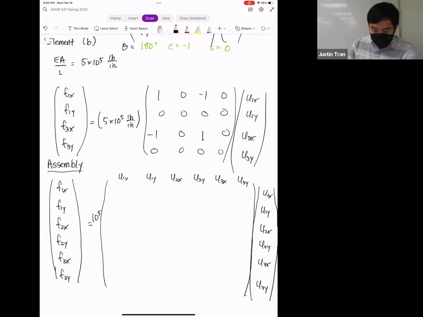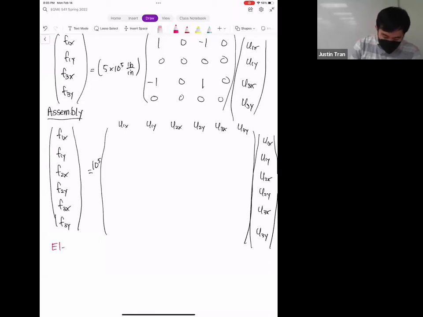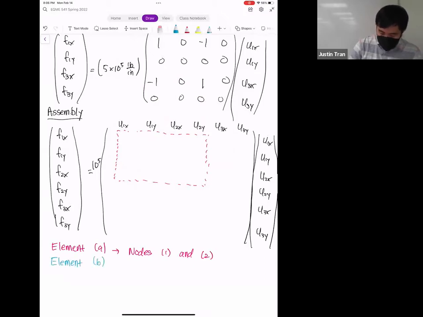Okay. All right. And so let's go ahead and start filling these in. And so we have a 10 to the 5th on the outside. Okay. And so element A here is going to be nodes 1 and 2. So that's going to be these entries right here. And then element B is going to be nodes 1 and 3. Okay. So that's going to be this block, this block, this block.